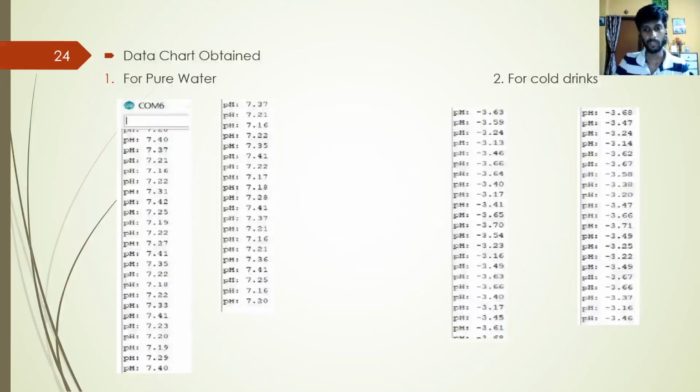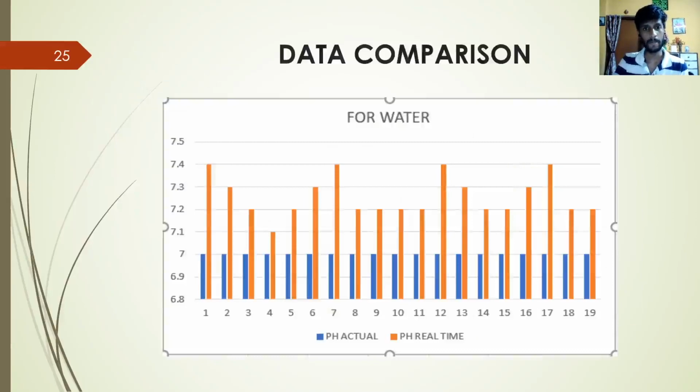These are the serial monitor outputs that have been obtained for pure water, and then we tried cold drinks. First we tried the pure water, then we tried the cold drinks. This is the data comparison check, where the blue bar is constant because it is the universal value of the water, that is 7. Then there is the real pH. With the real pH we can see that although the graph goes up and down, it fluctuates between 7 and 7.4, so it is almost the correct form of the graph.